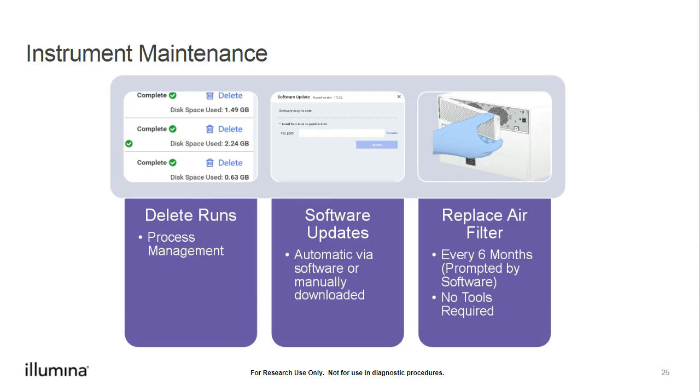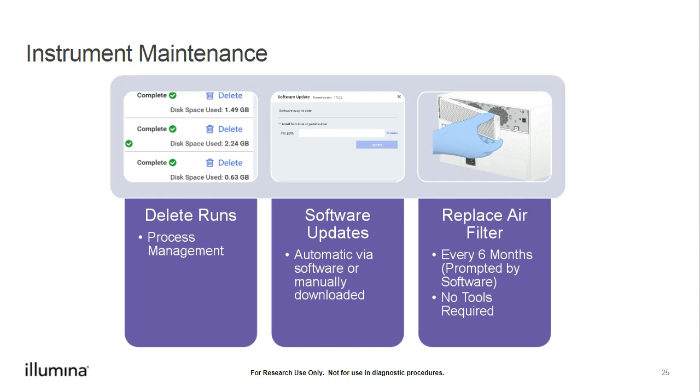And then as far as instrument maintenance, the iSeq 100 instrument really does require minimal maintenance. Again, we're not washing this instrument necessarily. Occasionally, runs will need to be deleted from the instrument. We need at least 2 gigabytes of free drive space in order to start a run. In order to delete runs on the instrument, we recommend using Process Management, which is a tool in the settings of the iSeq 100.